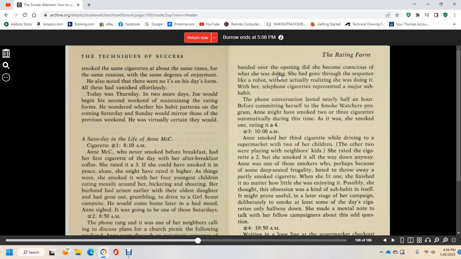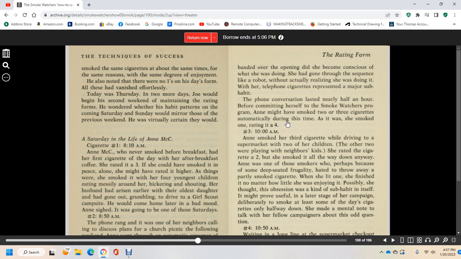Did she become conscious while she was doing it? She had gone through the sequence of the robot without actually realizing she'd done it with her telephone. Cigarettes representing a major sub-habit. The phone conversation lasted nearly half an hour before committing herself to the Smoke Watchers program. Annie might have smoked two or three cigarettes automatically during this time, rating one at a 1, and she smoked one rating at a 4.